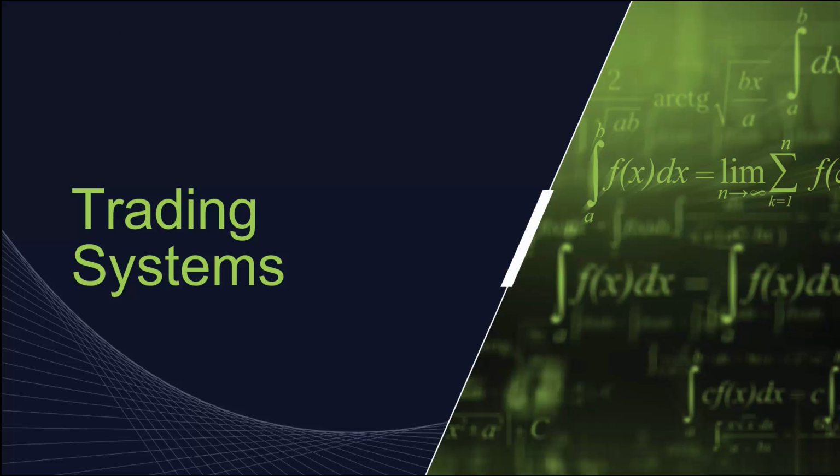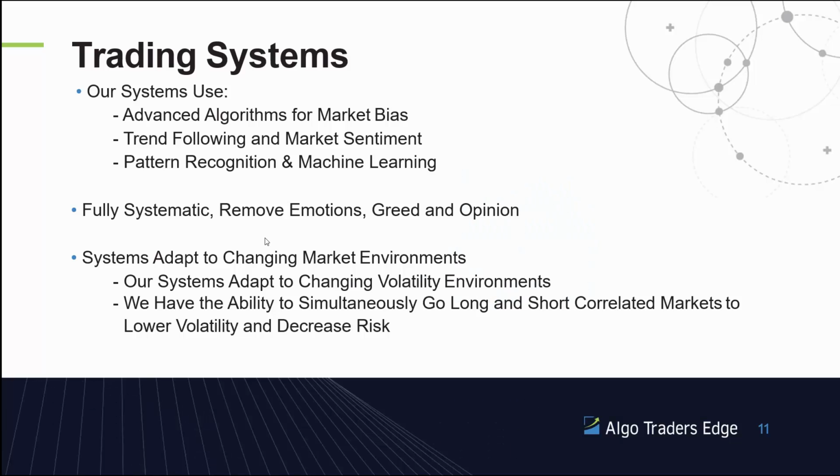So let's talk a little bit about how the systems work and how they're diversified. The systems use advanced algorithms for market bias. We use trend following and market sentiment based strategies, as well as pattern recognition and machine learning for identifying potential entries. They're fully systematic. They remove what we call, like we said before, ego, emotions, greed, and opinion, and they're fully automated. Now, the systems have the ability to adapt to changing market environments, so they'll adapt to changing volatility environments, and we have the ability to simultaneously go long and short correlated markets to lower the volatility and decrease risk. So we may be long the S&P and simultaneously selling the Russell or the NASDAQ.